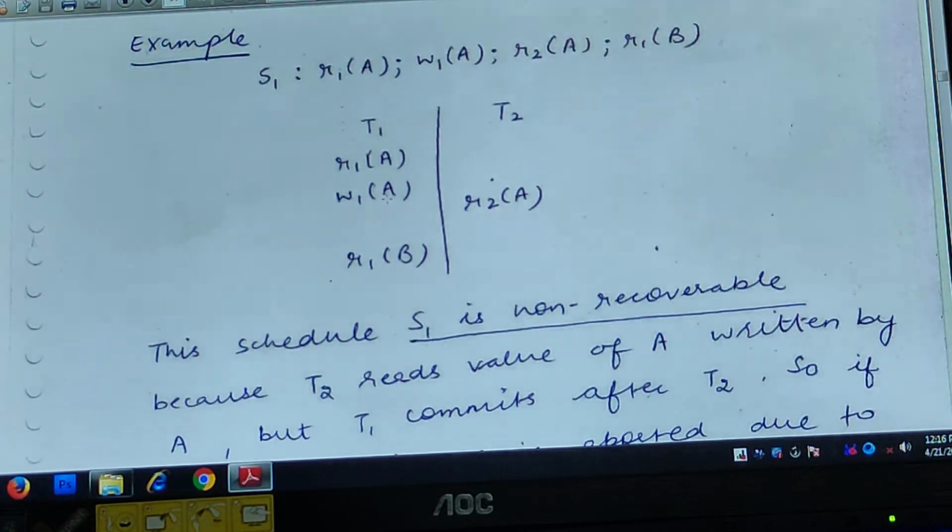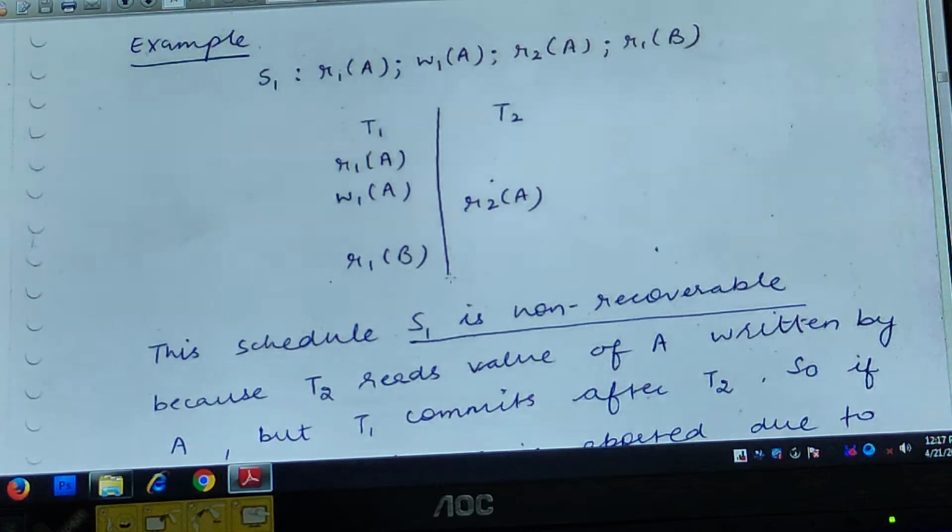Now, according to the definition of a recoverable schedule, here transaction T2 is reading the value of data item A that is written by transaction T1. It would be a recoverable schedule if T1 had committed before T2. But in this case, you can see T1 still has an operation and it commits at this point, and T2 has committed earlier, immediately after R2A. So this is a non-recoverable schedule.